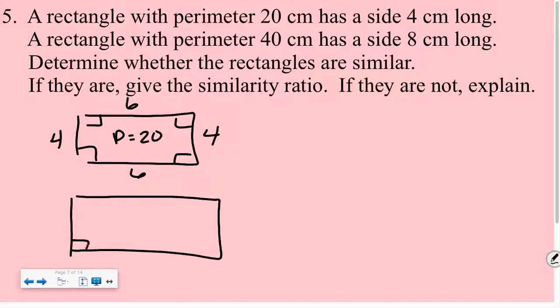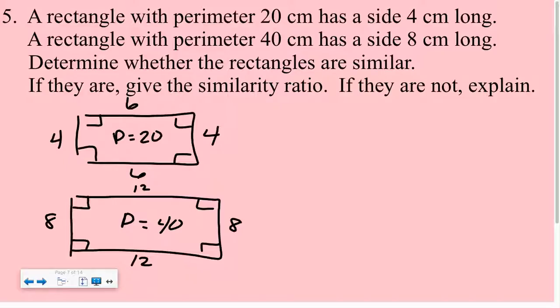The second rectangle has a perimeter of 40 and a side length of 8. So if I choose the left side to be 8, then the right side has to be 8. 8 plus 8 is 16. 40 minus 16 is 24, divided by 2. Alright. Determine if they are similar.